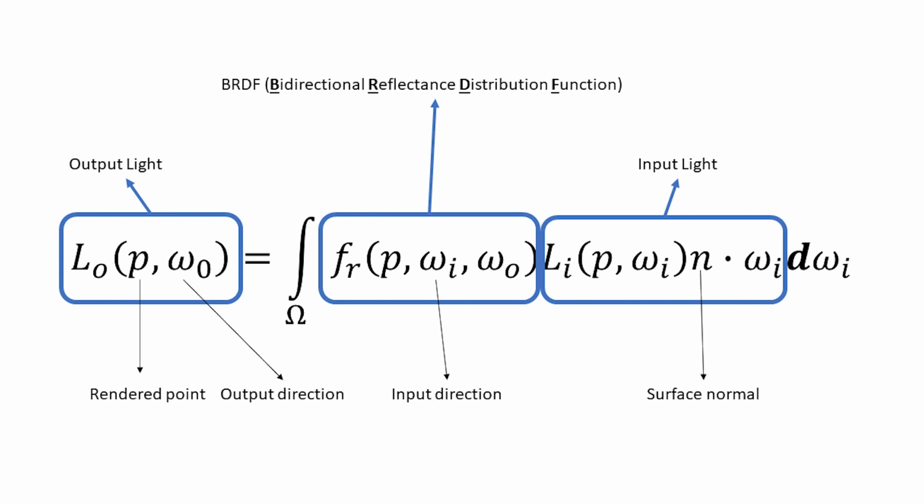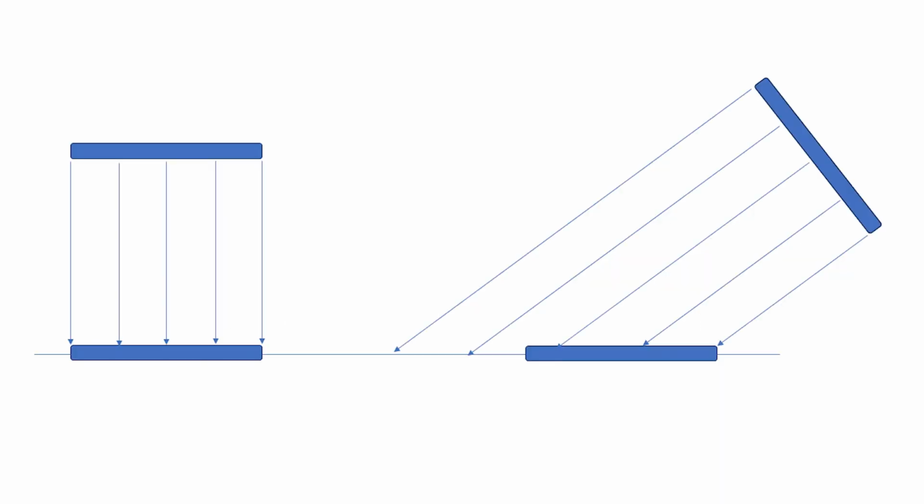Li here is the input light's radiance, p is the point that we want to render, wi is the direction of input light, wo is one of the light output directions that we are interested in, n is the normal of the point, and the dot product between the normal and wi is to consider that the light density decreases when the angle between light direction and the normal direction is large.